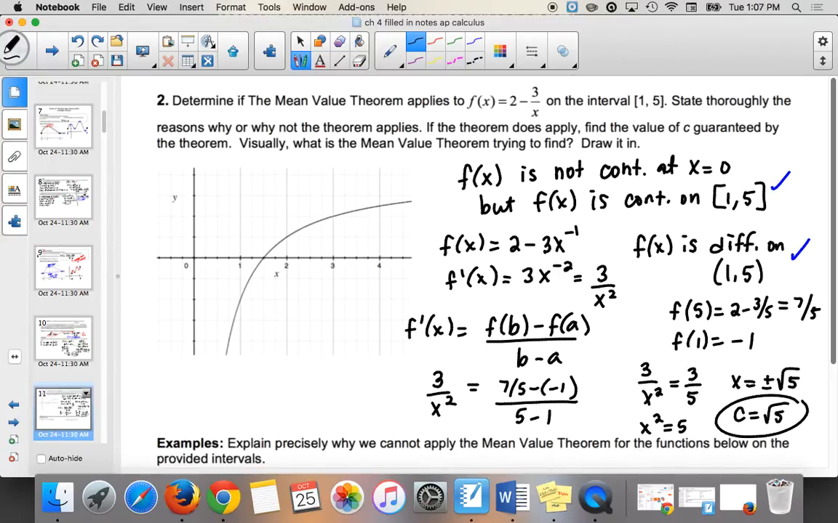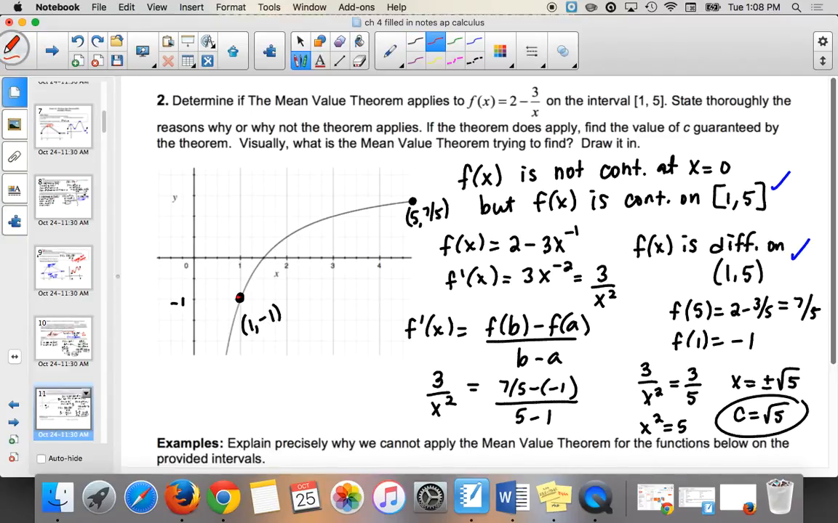It says, if the theorem does apply, find the value of c guaranteed by the theorem. Visually, what is the mean value theorem trying to find? Draw it in. So here's where our 1 value is. 1 comma, what was it, negative 1? And then the other one, 5, is going to be at, what was it, 7/5?